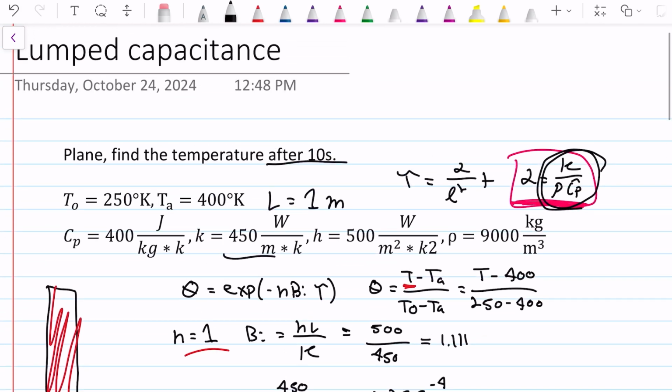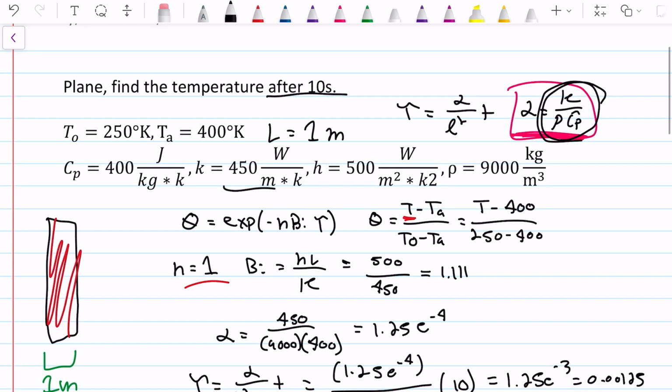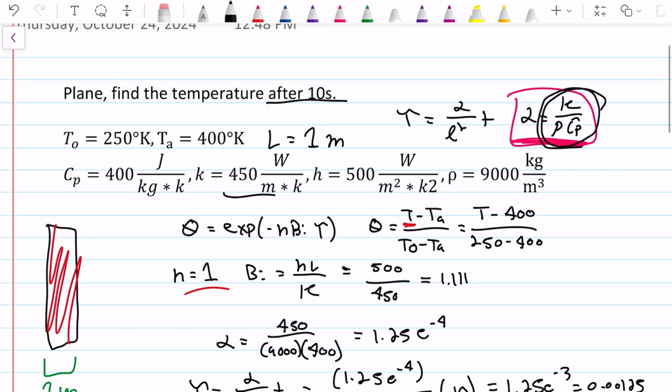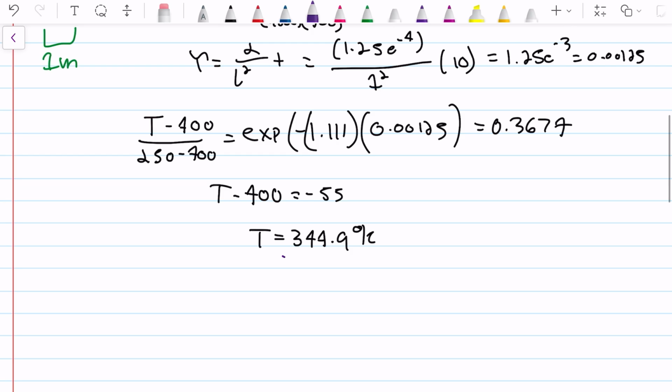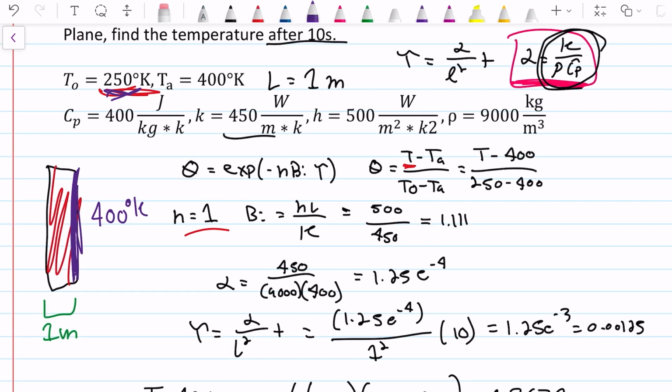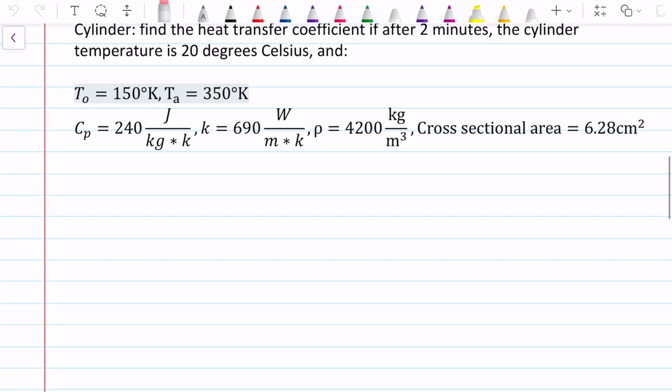So I solved for temperature. Why did I call that seconds? This is degrees Kelvin. So let's intuitively think about this for a second. Initial temperature is 250, and there is contact at one surface where the outside is 400 degrees Kelvin. And after 10 seconds, which is a pretty short period of time, this 250 Kelvin is going to end up rising to 344.9. So it seems like a reasonable solution. It's somewhere in between these two.